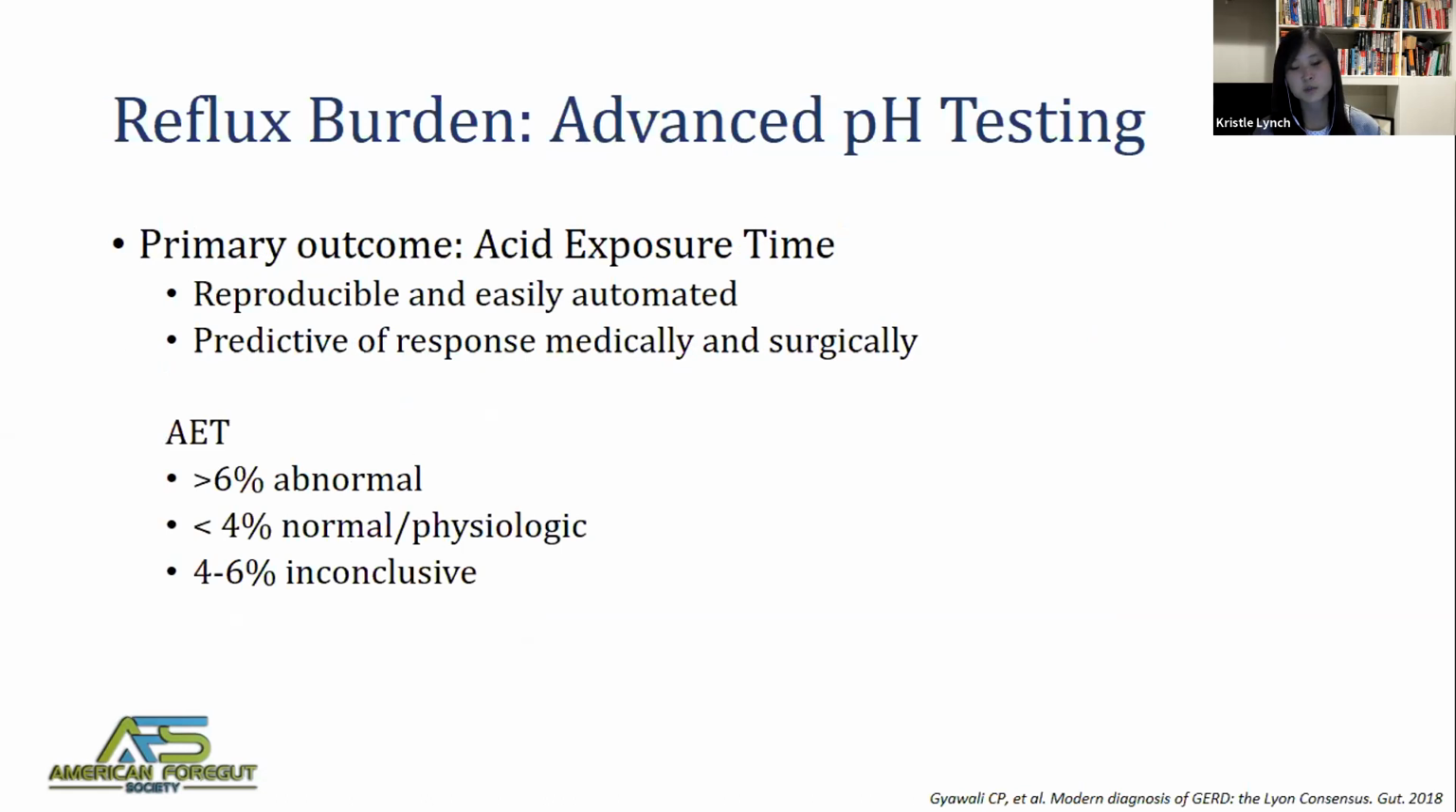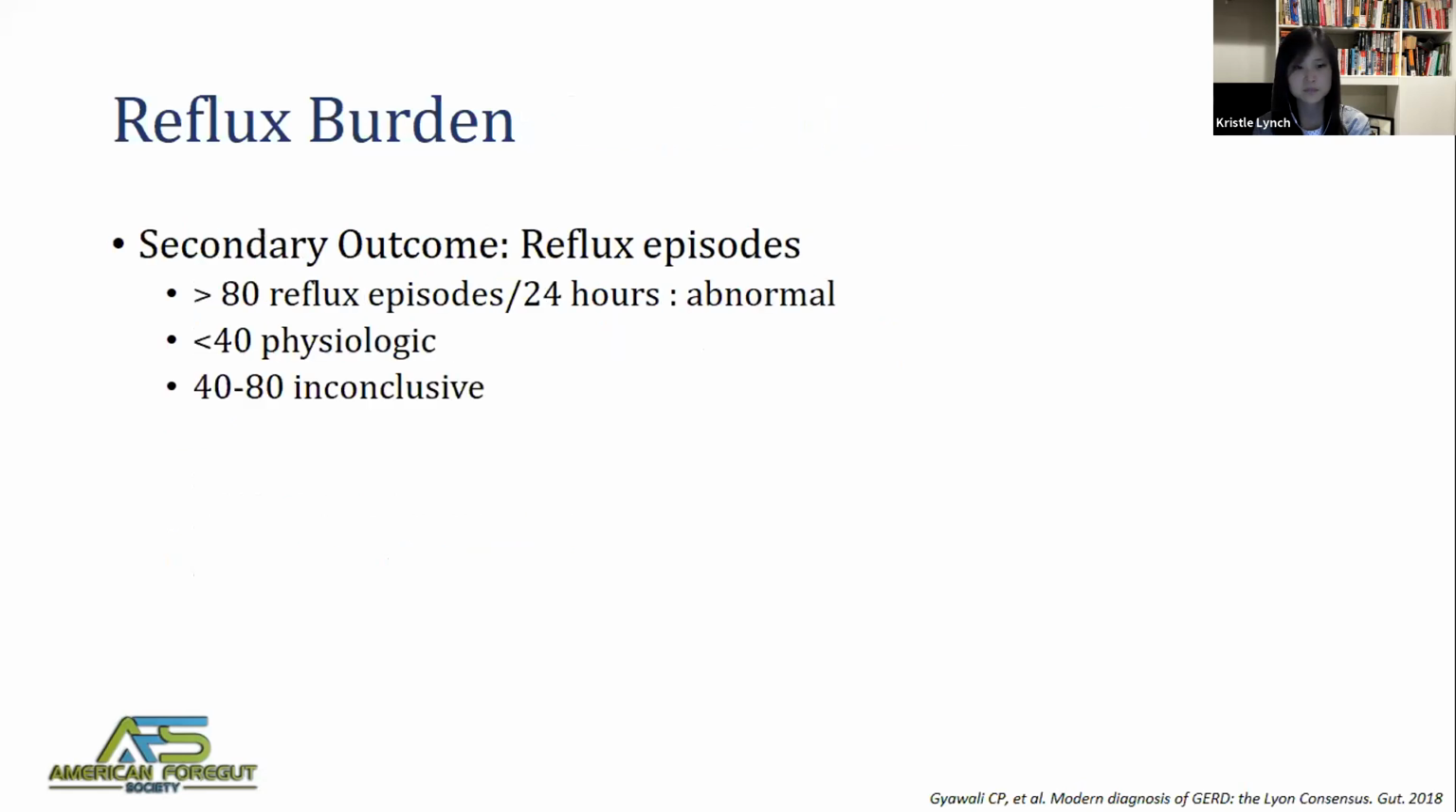So greater than 6% is abnormal for the AET. Less than 4% is considered normal or physiologic, and between 4 and 6% is sort of the gray zone. So greater than 6% is really the number to keep in mind for the primary outcome of AET.